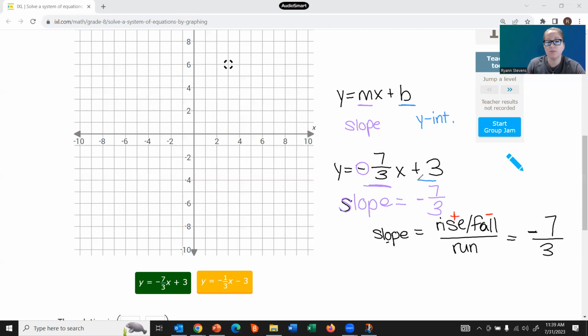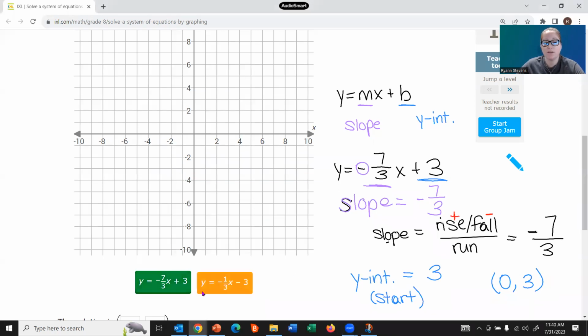And then our y-intercept is going to be this number that's at the end, or in this case, a plus 3. So this is where we're going to start. With our y-intercept as an ordered pair, we know our x will be 0, and our y is going to be this positive 3. So that's where we're going to place our first point, at (0, 3).